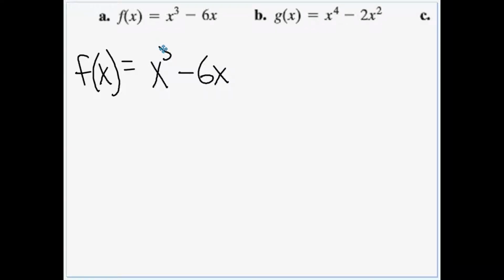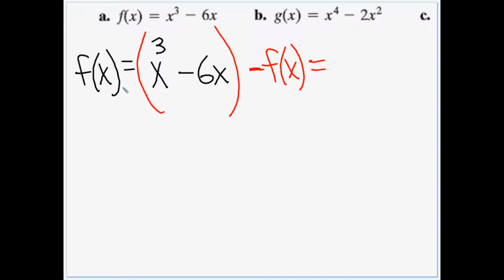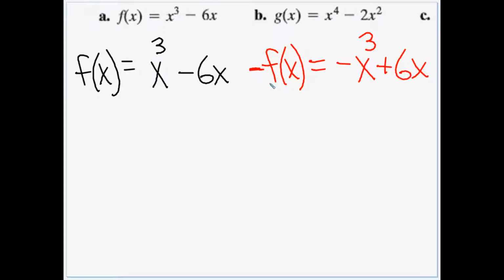And this cube is going to bug me, so I'm going to throw that one in the garbage. Now, I'm going to come straight across here, and I'm going to do the negative of f of x. So it's like I put a negative out here. Now imagine there's parentheses around this and distribute a negative. So that would be negative x cubed plus 6x. I just switched the signs. So here's f of x. Here is the negative of f of x.